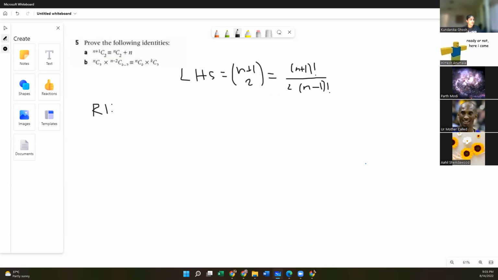Now the right-hand side of the equation is n choose 2 plus n, and that should be an equal sign. Okay, n choose 2 is n factorial over, again, 2 factorial is just 2 because it's 2 times 1, 2 times n minus 2 factorial, plus n.